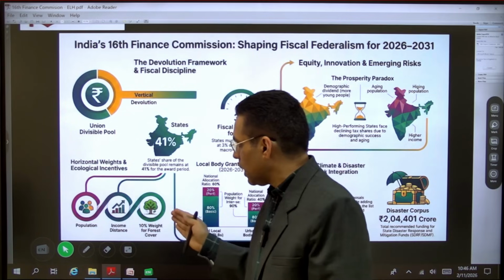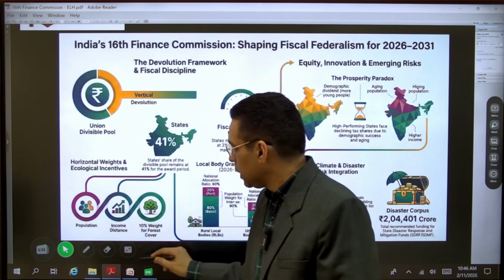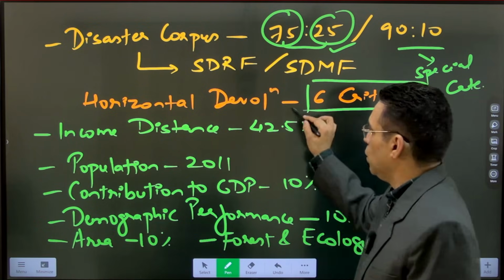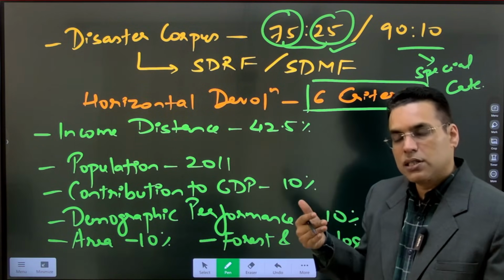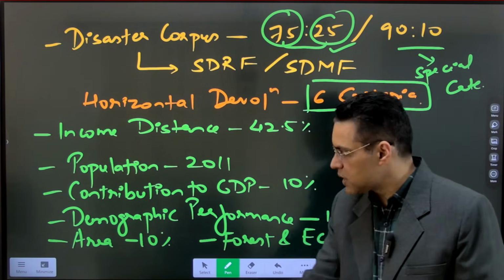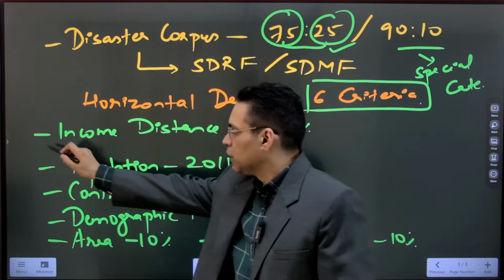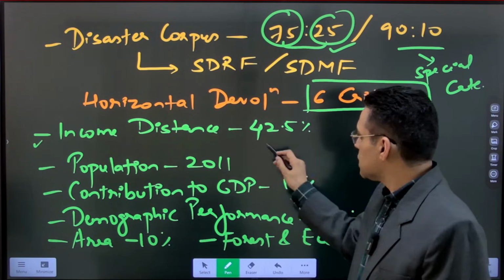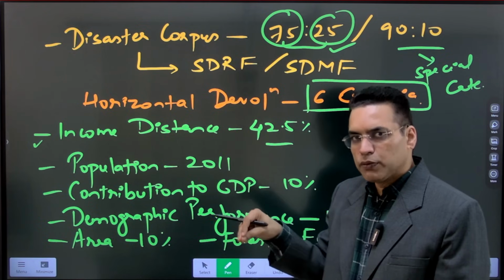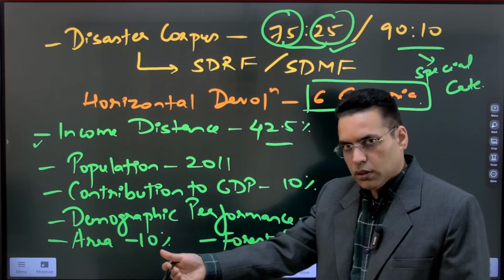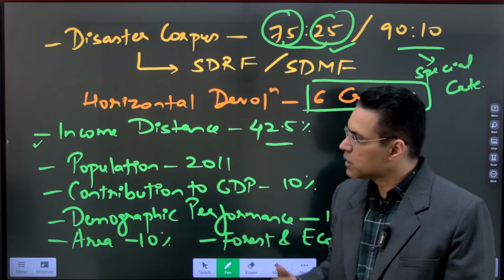Now which state will get how much will depend on multiple criteria, and here there are 6 criteria. So let's say 100 rupees of tax is collected by the central government, 41 rupees go to the state governments. Now which state government will get how much money will depend on 6 criteria. The first is income distance. Income distance means based on the per capita income of the state. Now states which have less per capita income will get more revenue as per the Finance Commission grants.